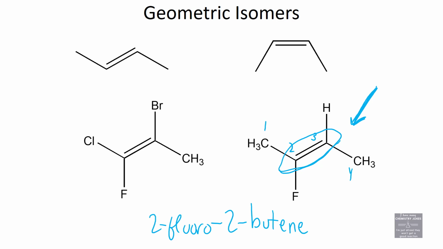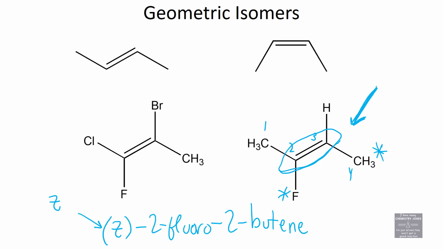Is it E? Is it Z? Is cis or trans acceptable here? Potentially, yes. In this specific example, yeah, it is. This is a Z double bond. Highest priority fluorine, highest priority methyl. They are on the same side. Z, 2-fluoro, 2-butene.